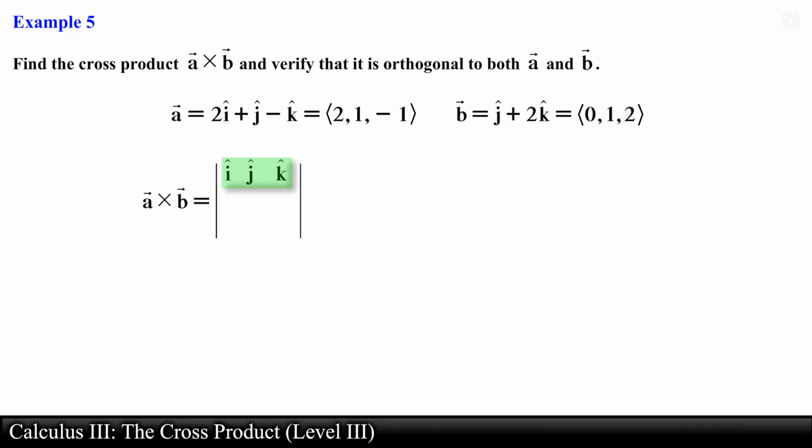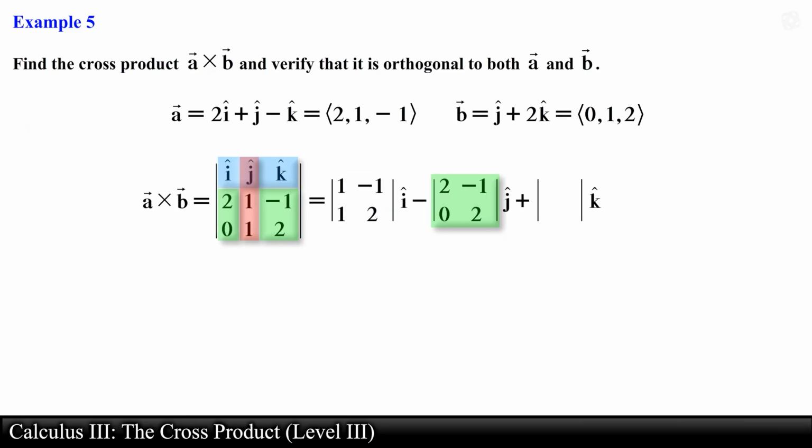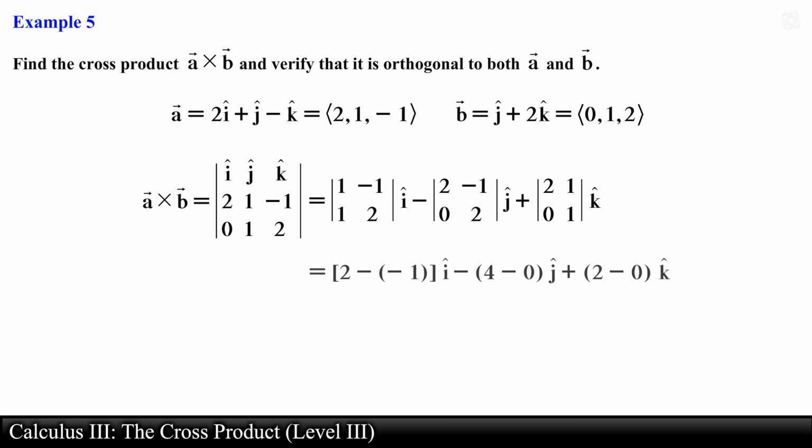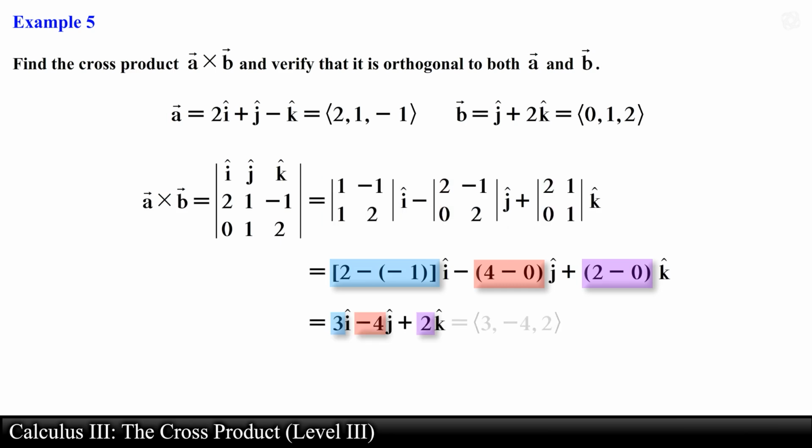The first row will contain the standard unit vectors. The second row will contain the components of vector A, and the third row will contain the components of vector B. Then, we go ahead and find the minors by eliminating the first row in each of the 3 columns. Doing that, we obtain the following 2x2 determinants. Do not forget to include a negative sign in the j-hat component. Finding the determinant of each 2x2 matrix and simplifying, we obtain the following vector for the cross product between vector A and vector B.